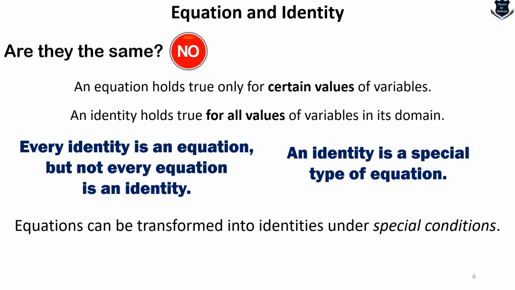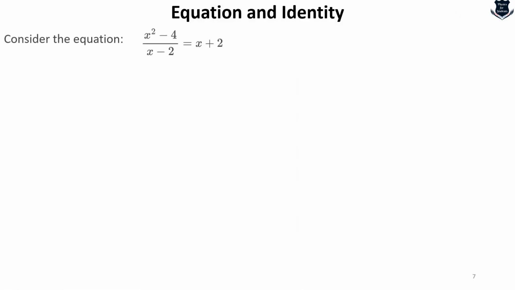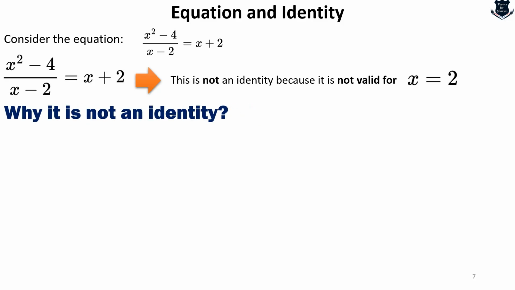Now the next part, which is very, very important, is that let us consider this kind of equation. How can we identify whether it is an identity or not? This is not an identity because it is not valid for x equals 2. But how can we validate it? Can we validate it? Definitely we can. So the first step is that we need to identify why it is not an identity.